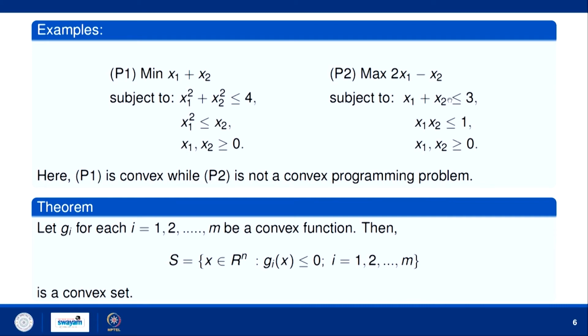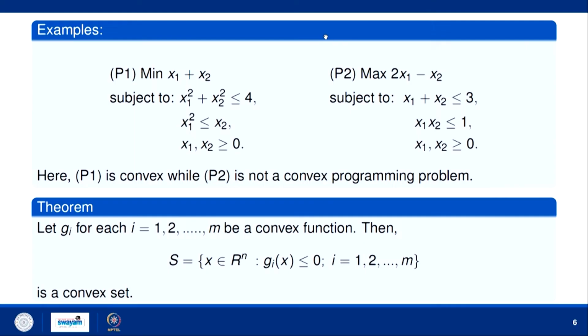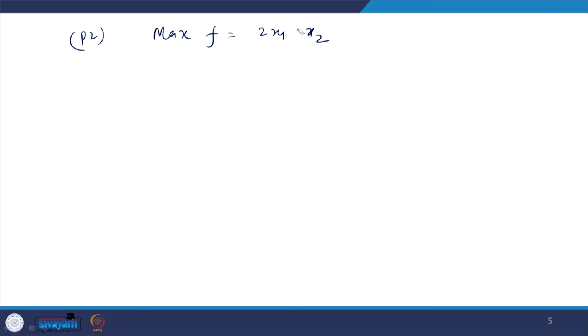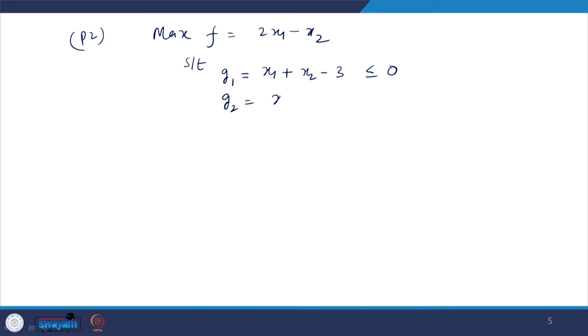Okay. So, let us see this here. For the problem P2, maximization of f equal to 2 x1 minus x2, subject to the following constraints. First constraint is x1 plus x2 minus 3 less than or equal to 0, this is G1. The second constraint is x1 x2 minus 1 less than or equal to 0. Third constraint is minus x1 less than or equal to 0. Fourth constraint is minus x2 less than or equal to 0.